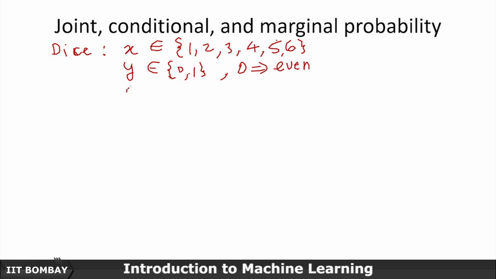Let's define another binary variable, which is z. This also has value either 0 or 1, and this takes the value 0 if x is less than 3. If we roll the dice and we get a number 1 or 2, then z is 0. If we get 3, 4, 5 or 6, then z is 1. Okay. So now for these two variables, we have a joint probability distribution.